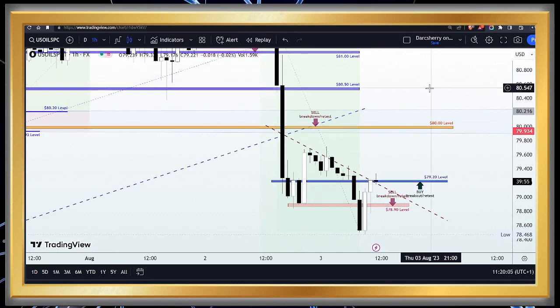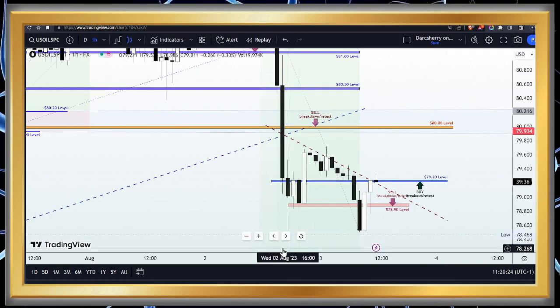Now, for those who still have a sell position running at this particular point in time, you know how we do it. As soon as price action moves significantly well in our favor, we do want to be moving our stop losses to secure the current position we are in at this point in time.